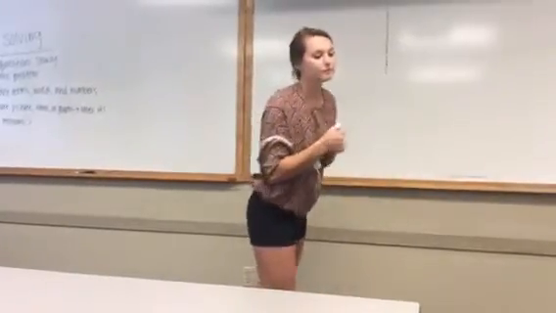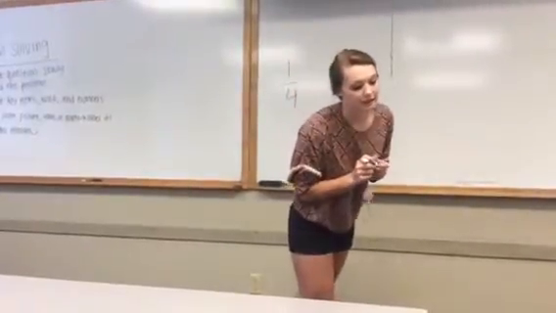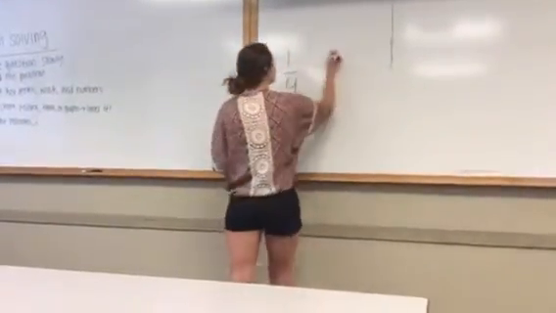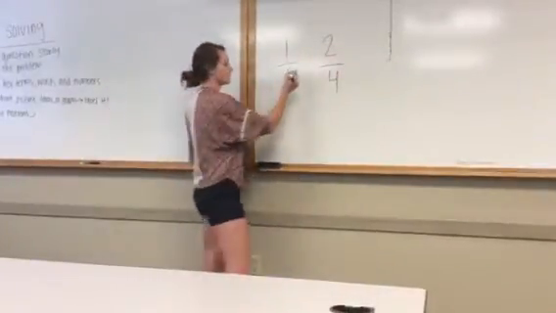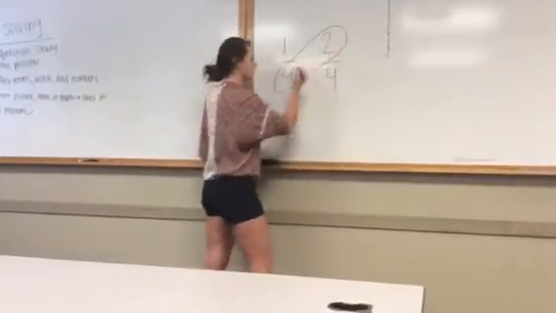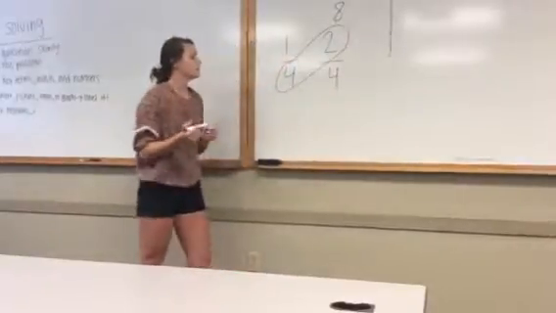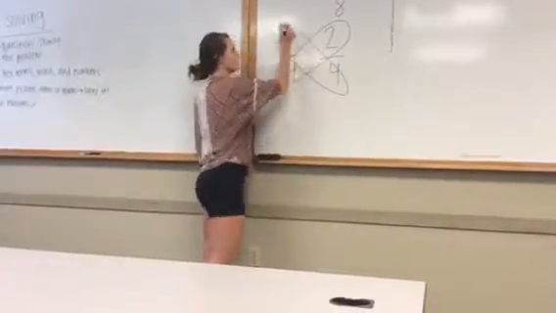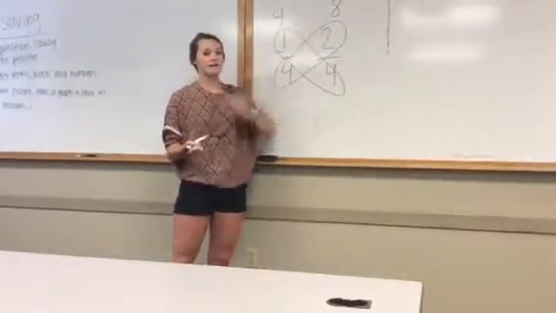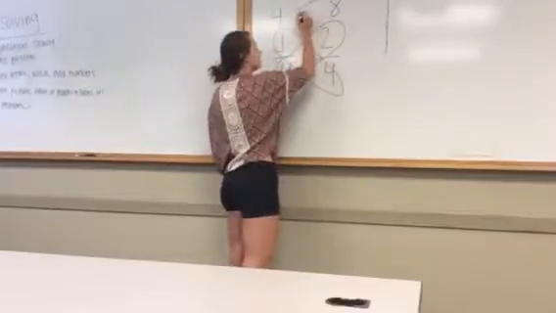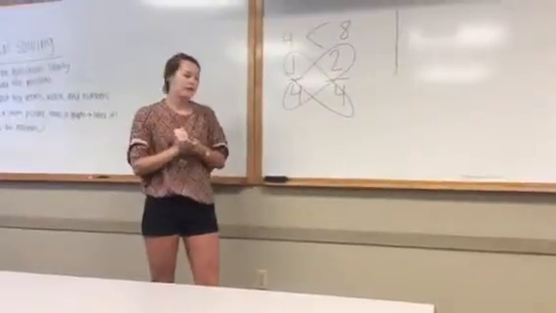We'll do 1/4 and 2/4. So what do we do first? Okay, we multiply 4 times 2, and that is what? 8. Good. Then we multiply 4 times 1, and that is 4. So 4 is what to 8? Less than. Good.